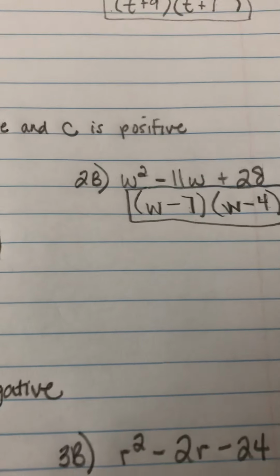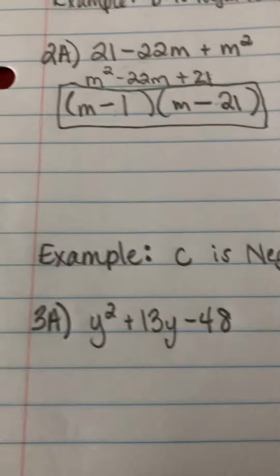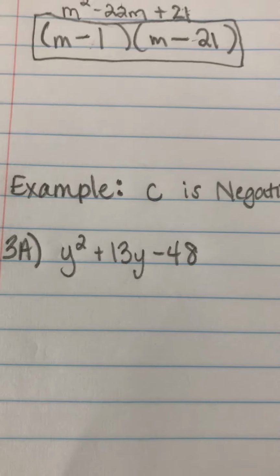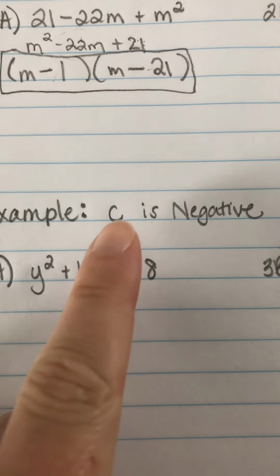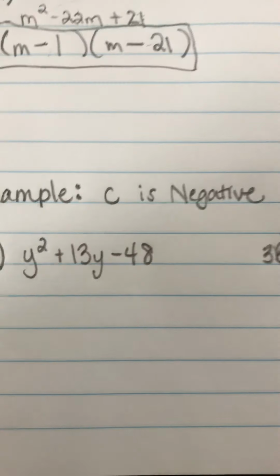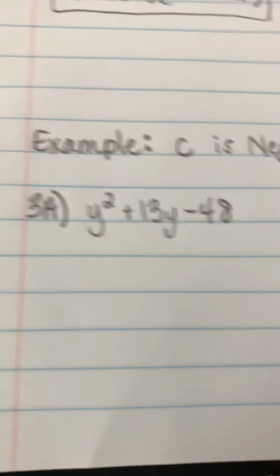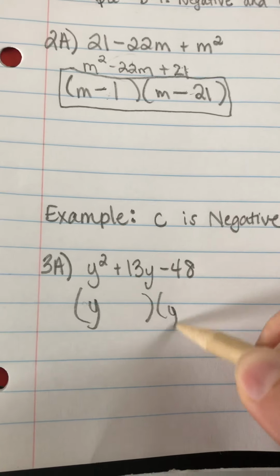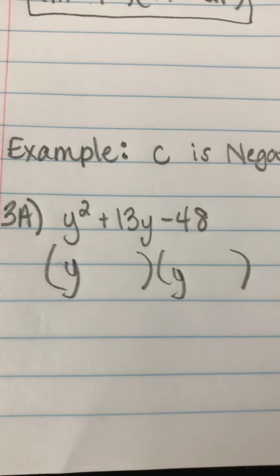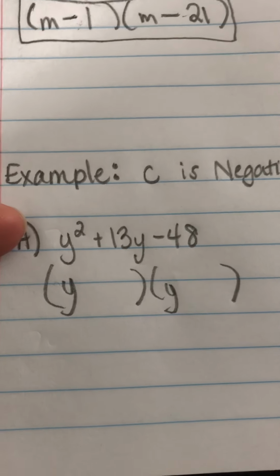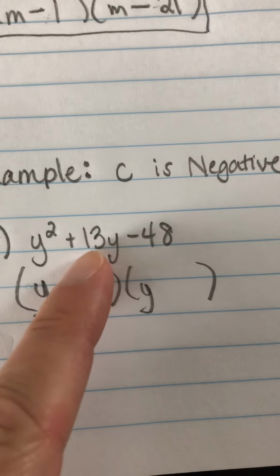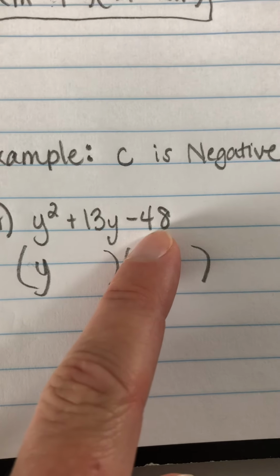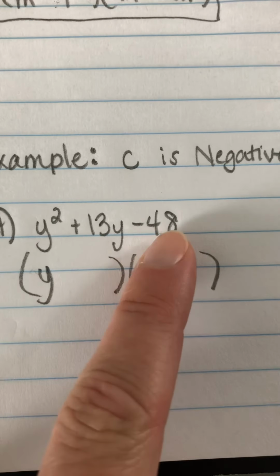Okay, then the last ones are kind of the trickiest ones. They're trickier because you just have more options to think through for your answers. When C is negative, so we haven't seen that yet. Okay, so this one is set up already in standard form. So we have to think of two numbers that add up to a positive 13 and multiply to give you a -48. So right there, think about that.